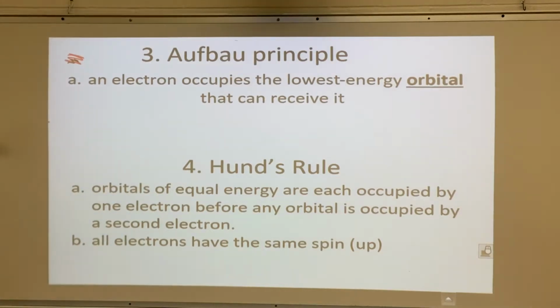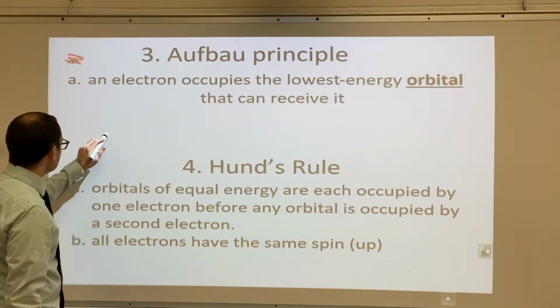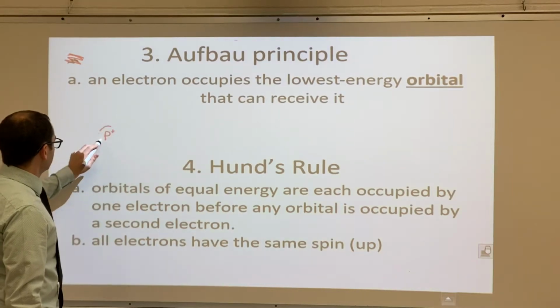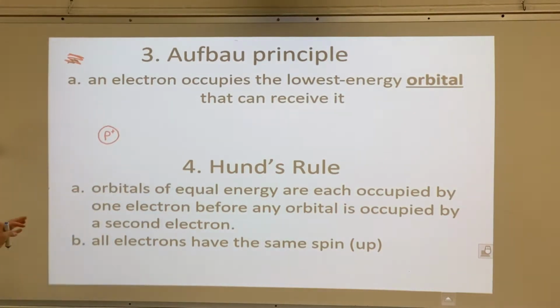Okay, so here we have what's called the Aufbau principle. And it says that an electron occupies the lowest energy orbital that can receive it, okay? And what that basically means is if you were drawing an atom, here's your proton. So its nucleus just has one proton. That means that it's hydrogen, right? So it's hydrogen, and then the question becomes, all right, where do we put the electron?